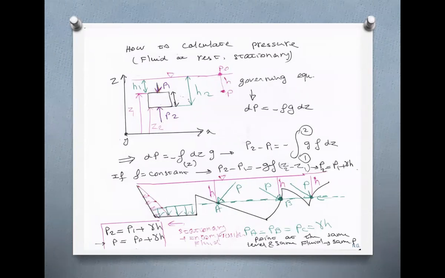Now, the second question comes: how can we calculate pressure at any random, arbitrary point in a stationary fluid? I say stationary fluid because then the shear stress is 0. Even if the fluid is viscous, with no motion there is no friction between the layers of the fluid. We can prove that, but I'm going to skip the proof. We can consider a differential element.